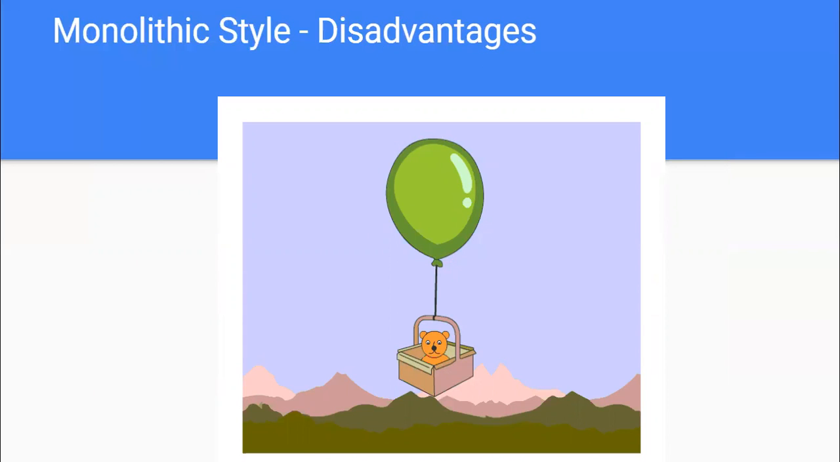Now, what are the disadvantages of monolithic style? Because these days the applications are leaning towards microservices architecture. So why is the monolithic style not in fashion these days? The first disadvantage of monolithic style is single point of failure. If any single application function or component fails, then the entire application goes down.